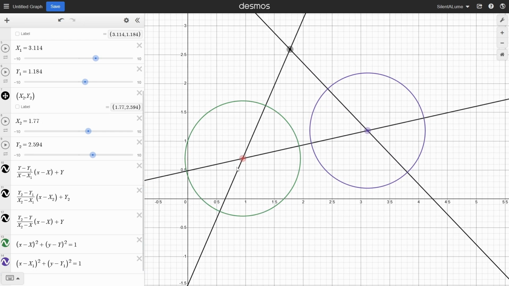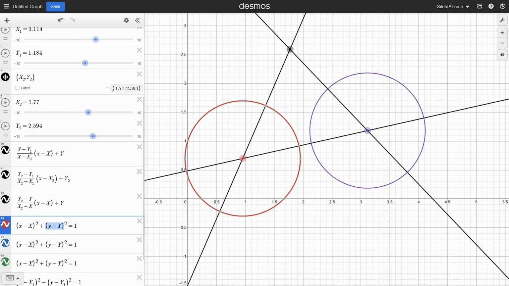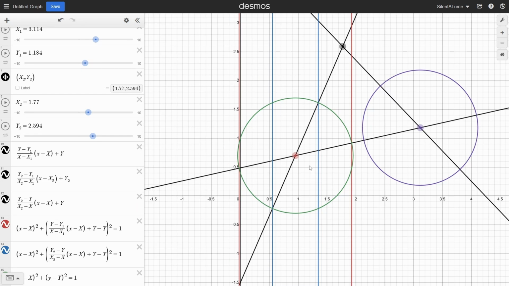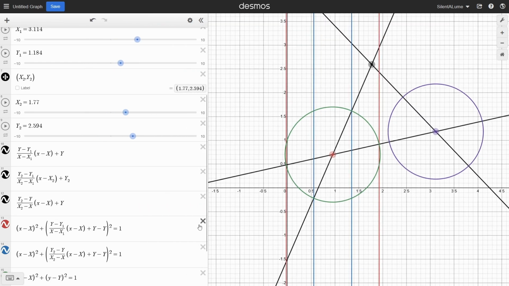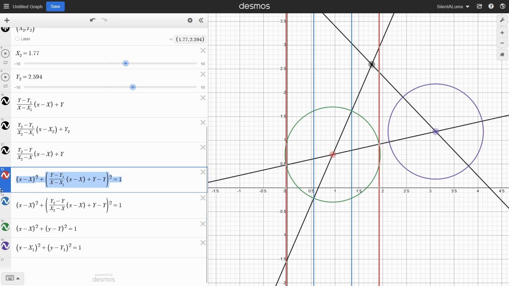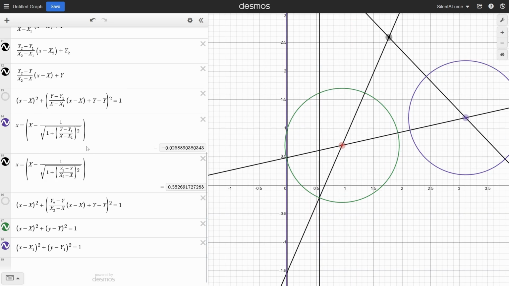Now what we need to do is figure out the intersection between the circle and the line. So this line right here goes here, and this line goes here. Okay, so now we got 2 intersections, and that means what we need to do is solve for x. Okay, great. I'm going to just time lapse. 3, 2, 1. Okay, there we go. We got it.